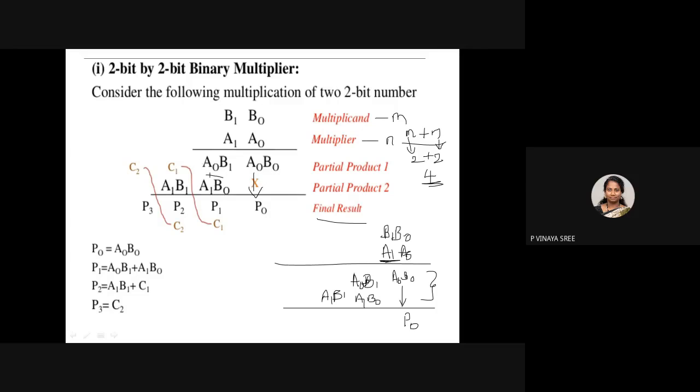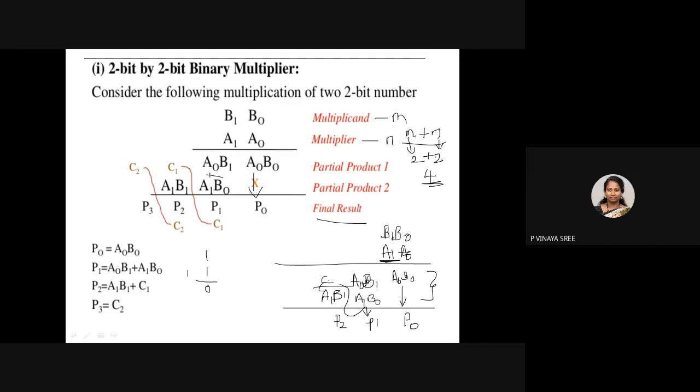A0 B1 and A1 B0. I need to do addition, so that I will get P1. Next, in order to get P2, from this output a carry will be generated, right? So if you add 1 plus 1, you will be getting 0 as sum and carry as 1. This carry will be forwarded here and taken as one of these two operands, and if you add, you will be getting product P2.